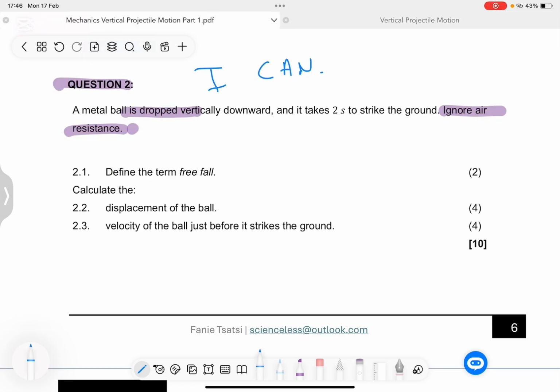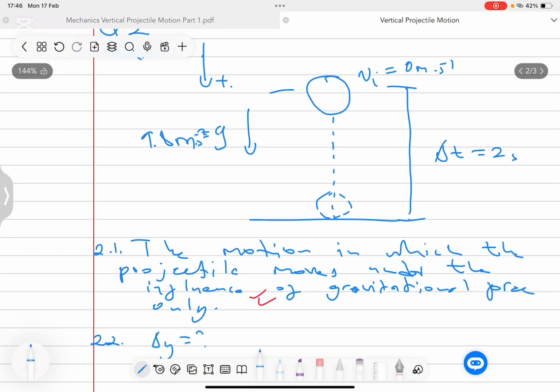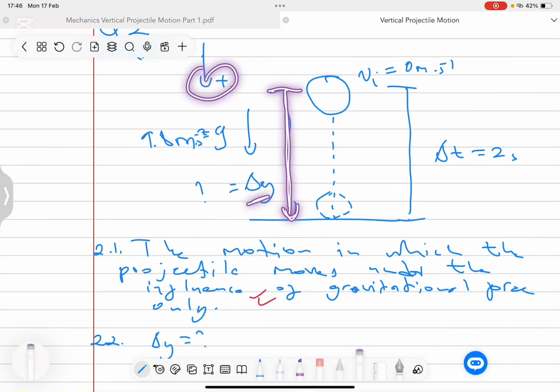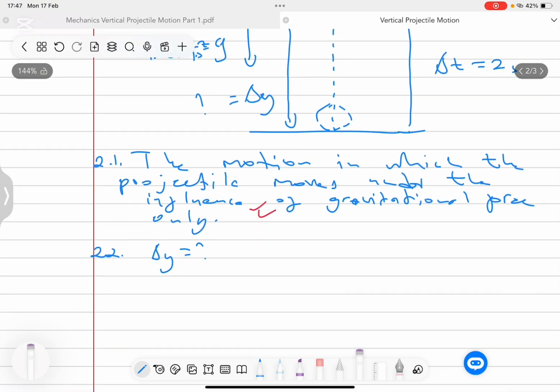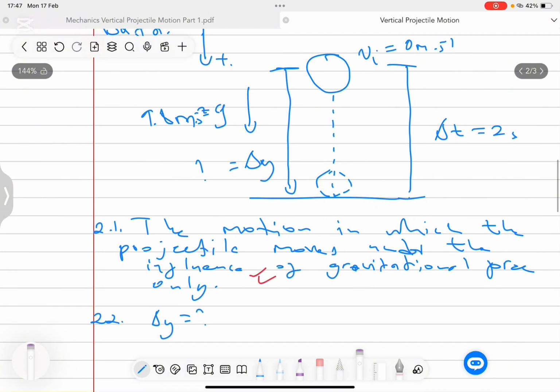Now 2.2, they say calculate the displacement of the ball. To get the displacement of the ball, we are actually looking at the change in y. We want the displacement, so we want to know when it moves from here to here, what is the displacement. Already we can see that it is displaced in the positive direction because our vector for displacement is going in the positive direction. It's moving from the top to the bottom. We expect a positive answer. That's what I'm trying to say. So when we navigate the answer that we're going to get here, we expect it to come out as a positive answer.